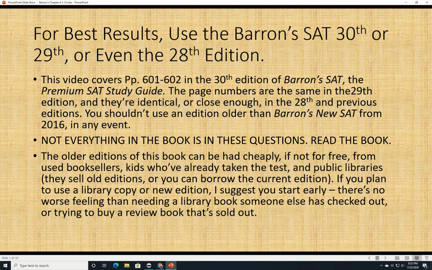The older editions of this book can be had cheaply, if not for free, from used booksellers, kids who have already taken the test, and public libraries. A lot of public libraries, at least around here in the San Francisco Bay Area, sell old editions for seriously like a dime when they're trying to get rid of them, or you can borrow the current edition from the library. So if you plan to use a library copy or buy a new edition, I suggest you start early. There's no worse feeling than needing a library book someone else has checked out, or trying to buy a review book that's already sold out. So give yourself some time. You're going to need the time for the review anyway.